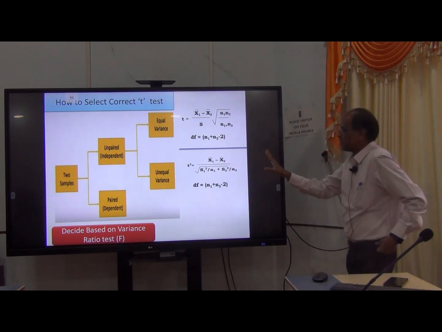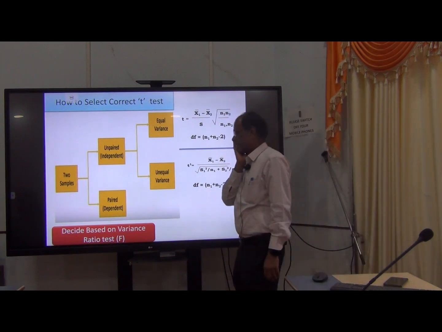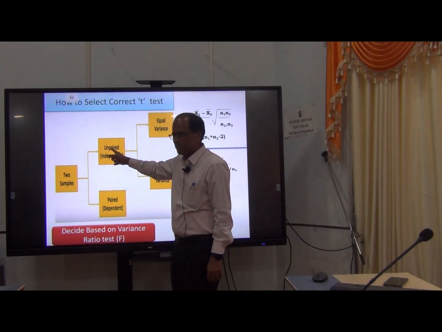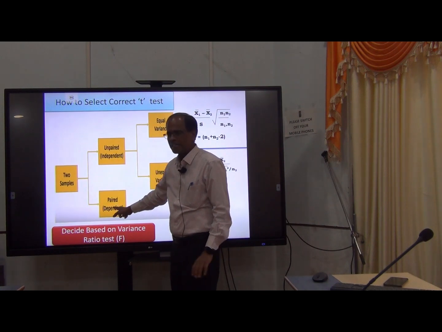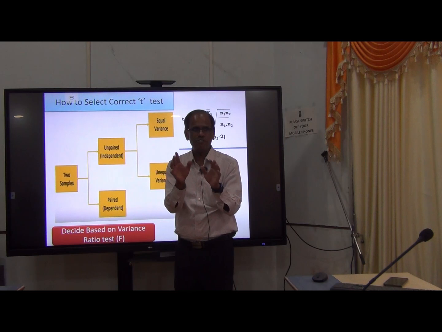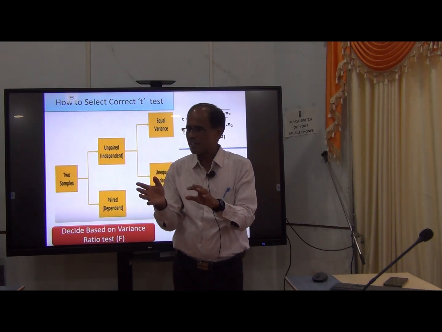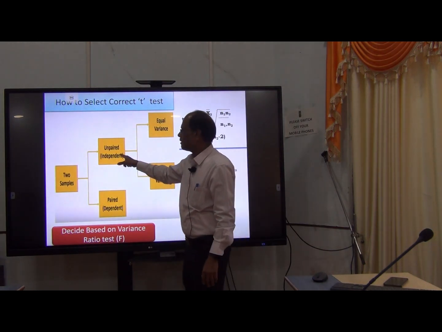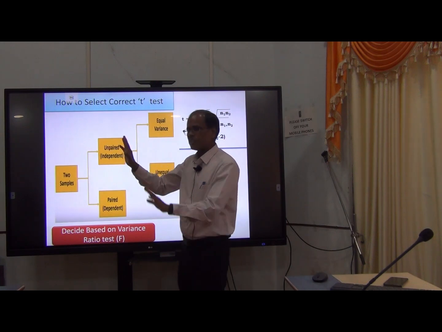Only see, one thing is there are two tests. One is the independent t-test, the other is the paired t-test. Paired t-test I have already told: if it is the same sample group, before and after, it is paired. But unpaired is the independent sample. So this is an independent sample.